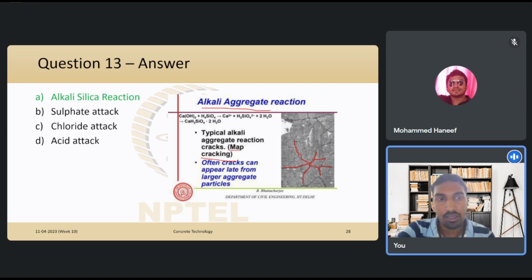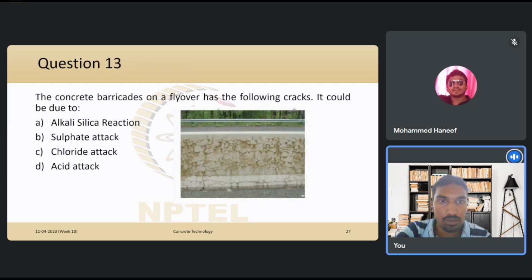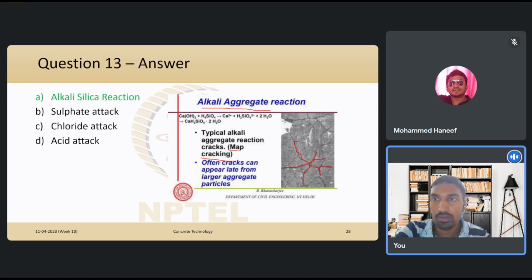This occurs not in the initial stages, but a few years after construction. That's when we see this kind of cracks, because the alkali aggregate reaction is occurring. In this given example also, we see a similar pattern of interconnected cracks. These are map cracks, and therefore this is resulting from the alkali silica reaction. So the right option is option A, the alkali silica reaction.